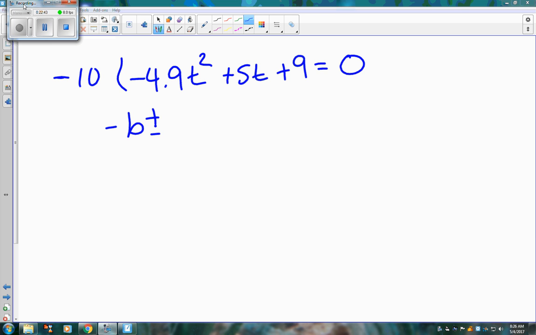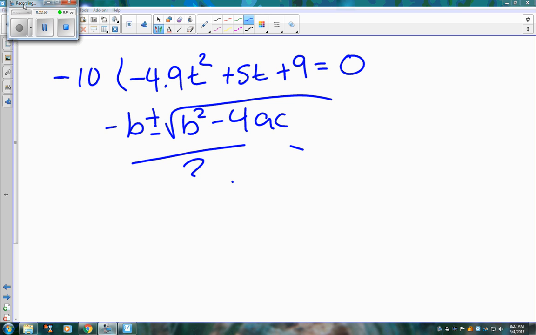Opposite of b plus or minus the square root of b squared minus 4ac all over 2a. Can we fill in the formula using the equation we got? If we want to, we don't even have to multiply by 10. So a, what's a? What's b? What's c? Plug that into your equation.